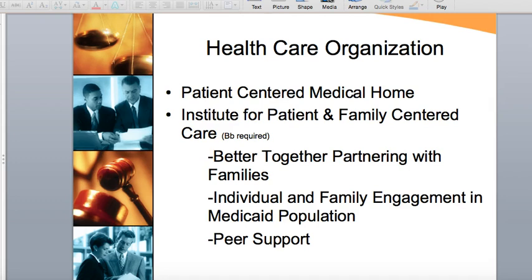Under the Institute for Patient and Family-Centered Care, there's the Better Together Partnering with Families video, the individual and family engagement in the Medicaid population, and peer support. Again, these are brief videos that give you an idea of some of the cutting edge initiatives that different health systems are taking to improve overall outcomes in individual health, which is expected to improve overall public health. Thanks a lot for taking the time to listen to this PowerPoint presentation, and I hope you do take the time to look at Blackboard at the additional quality improvement models.